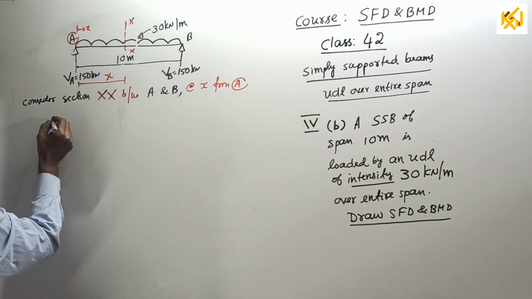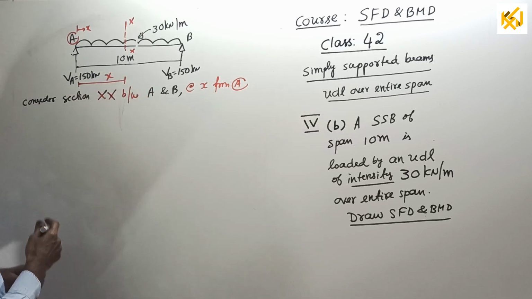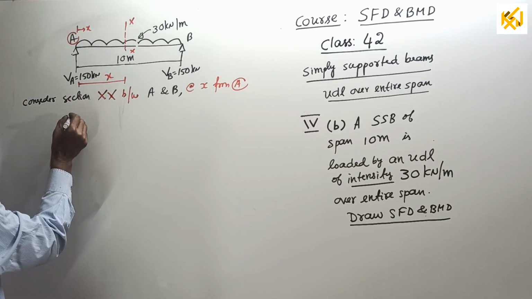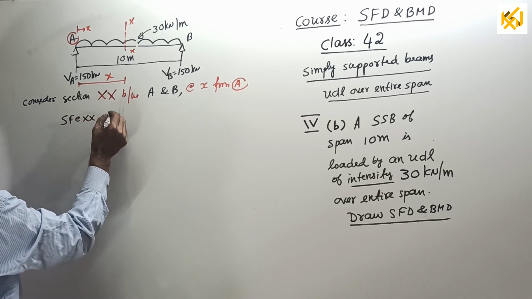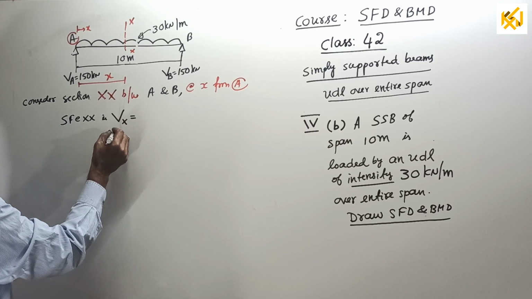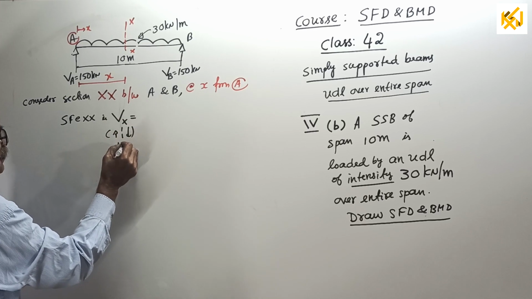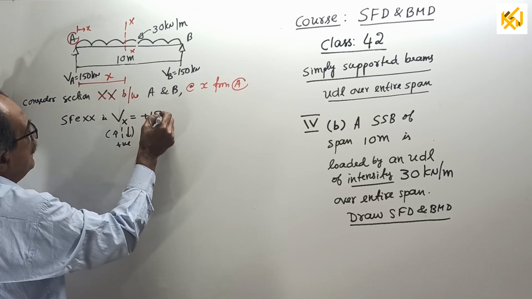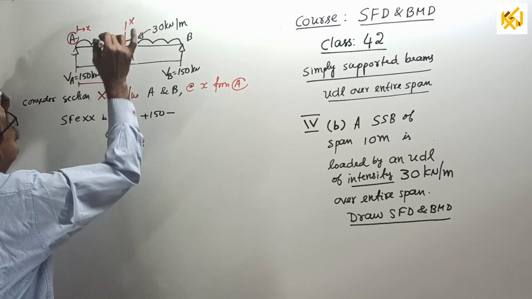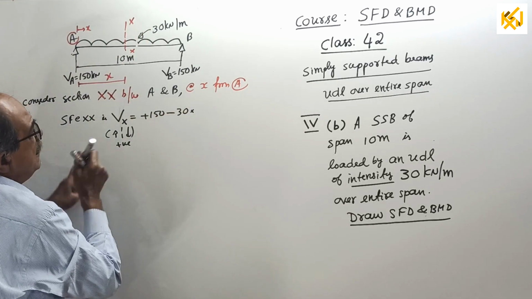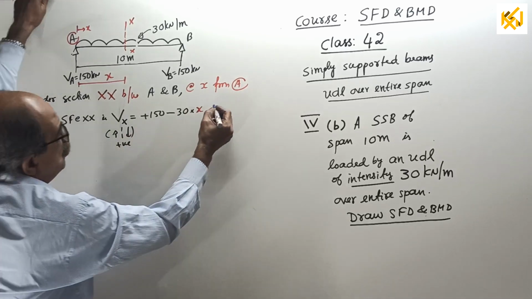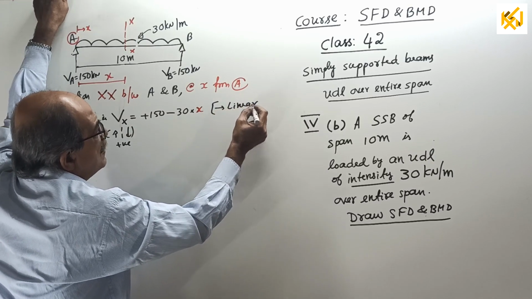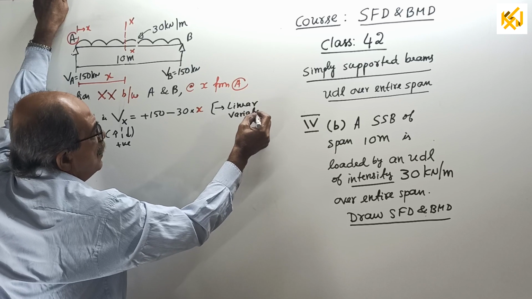Now you can do SFBM both simultaneously. First write the shearing force at XX, called Vx, equals left up, right down positive. Looking at this side, it is plus 150 minus the load from here to here, 30 multiplied by X. The highest power of X is 1, so you can tell it is linear variation.